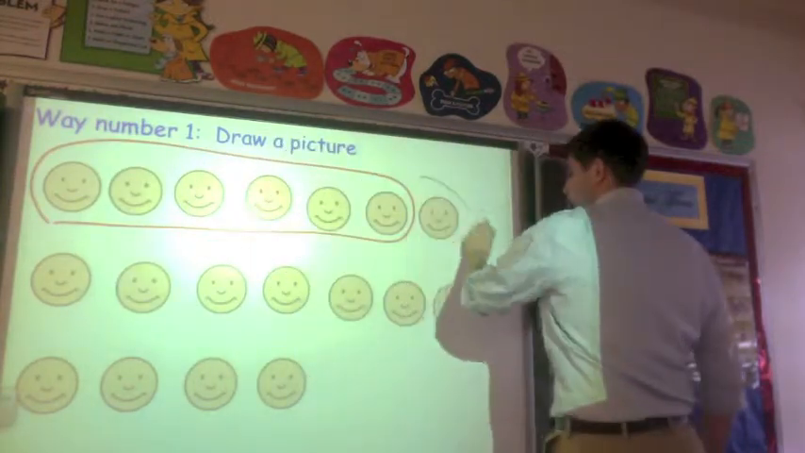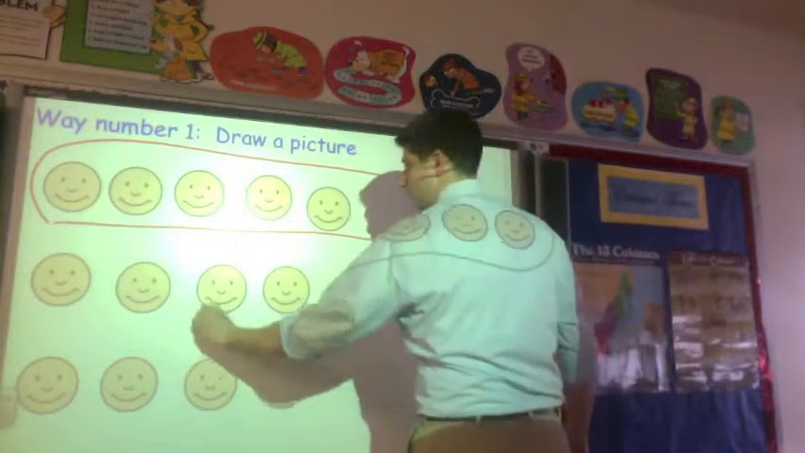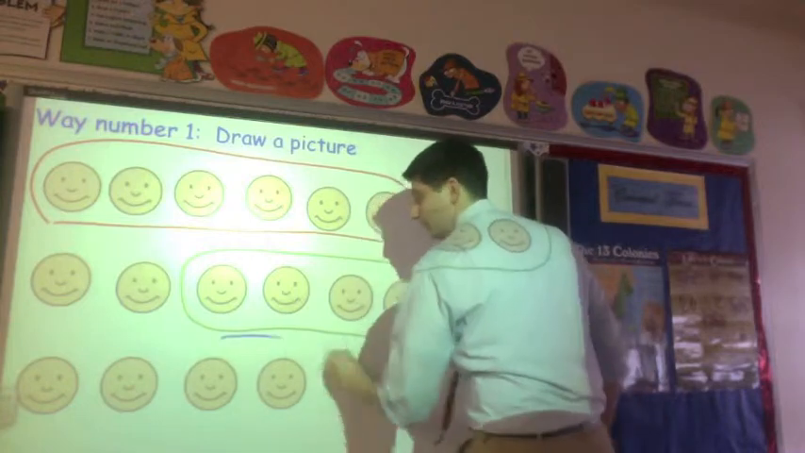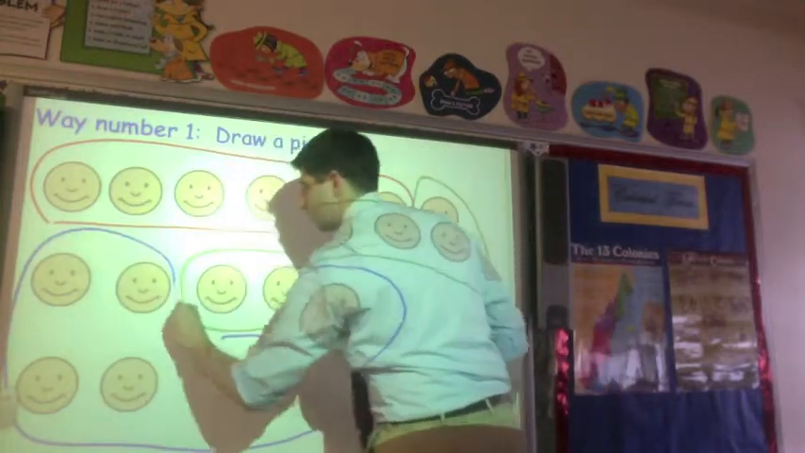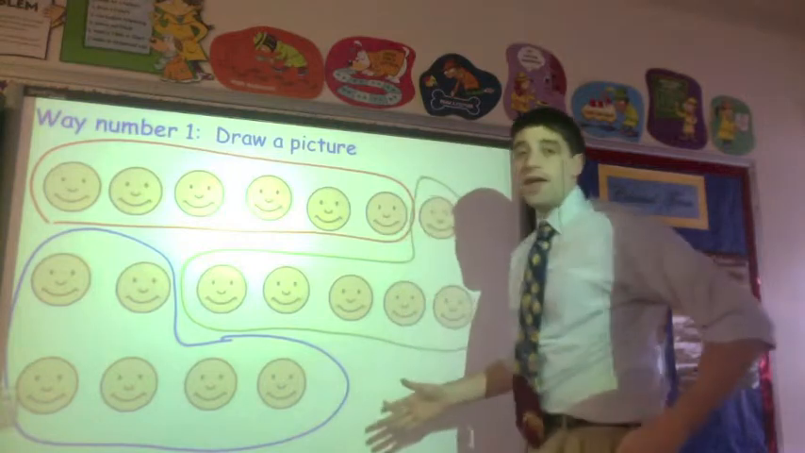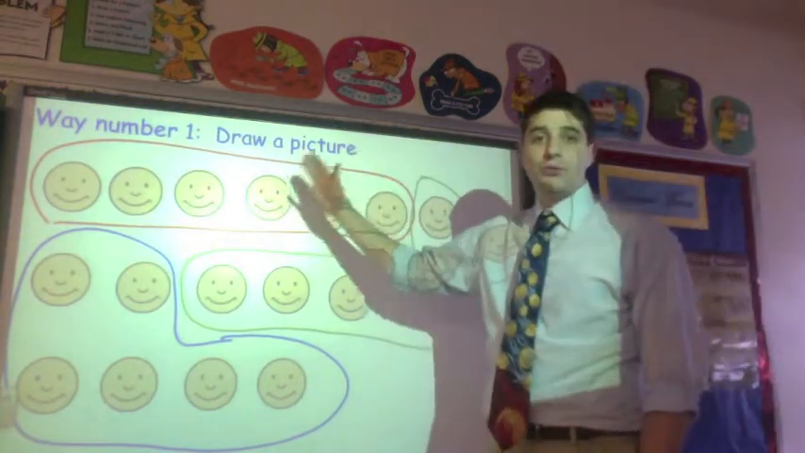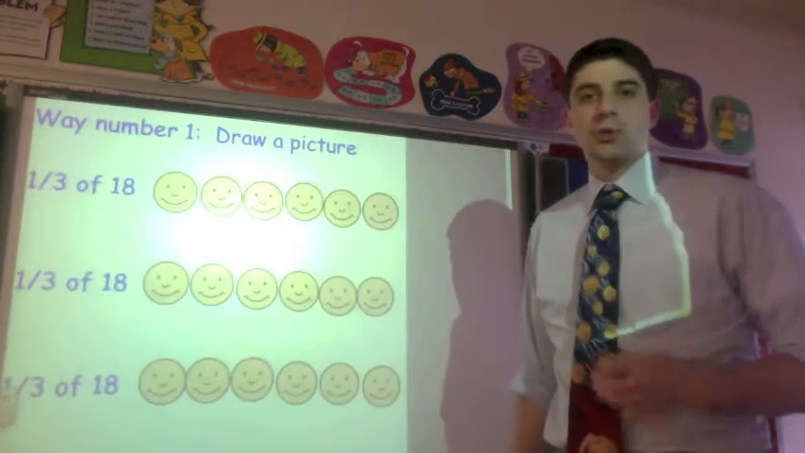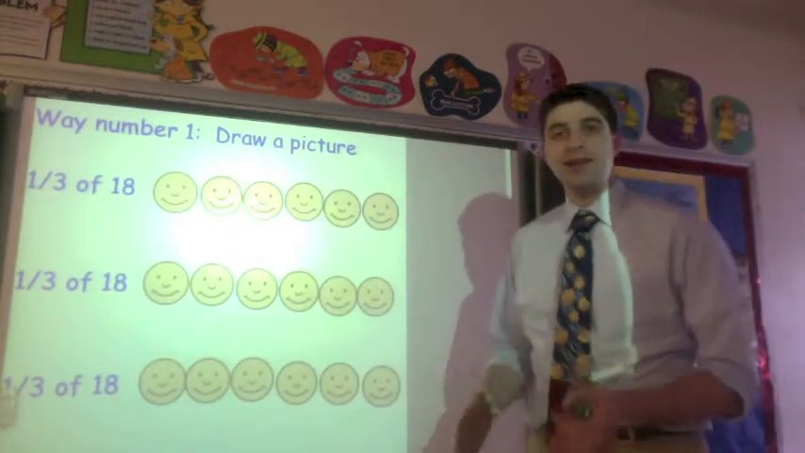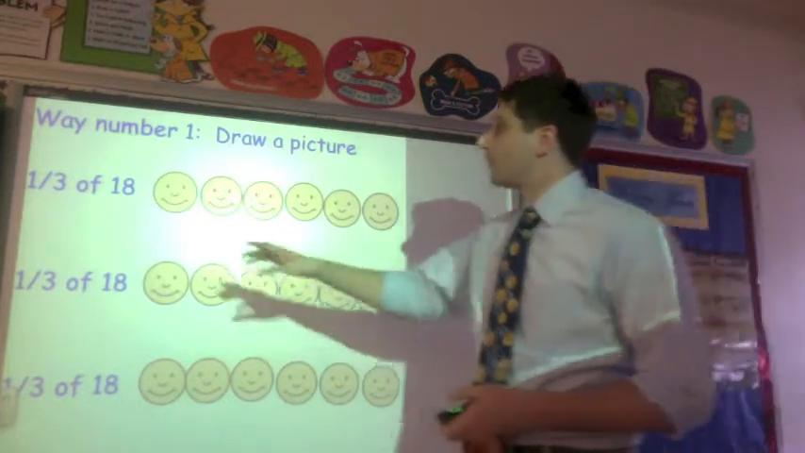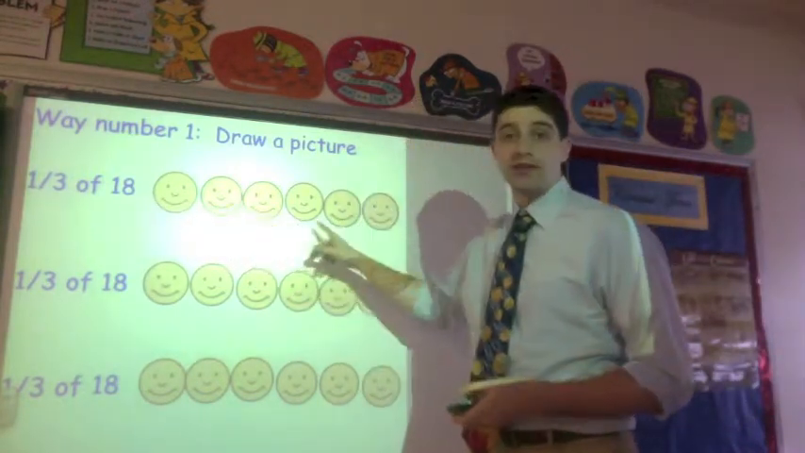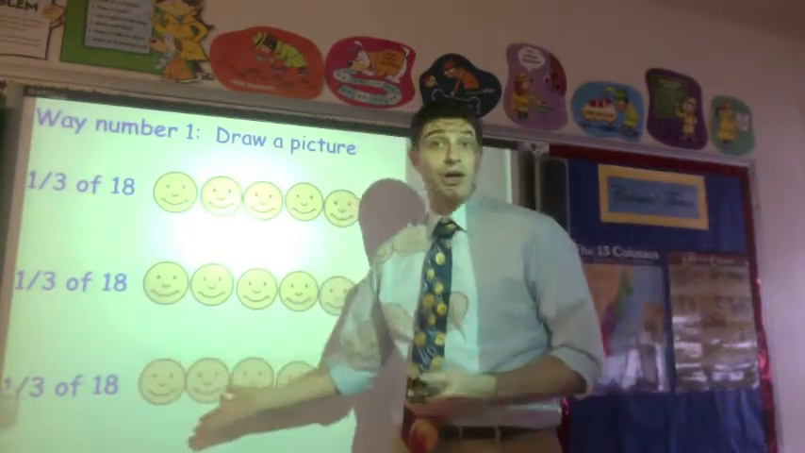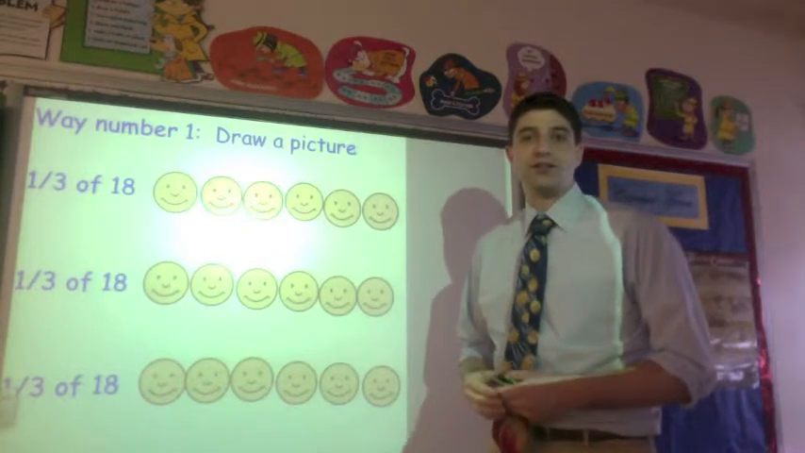That's 1. That's another third. And there we go. Right now I have 3 even groups. Again, working with thirds. So what I want to do on my next slide is I like to be neat, I like to be organized. So in my first third I had the 6 smiley faces, in my second third I have another 6, and in my third third I have another 6.